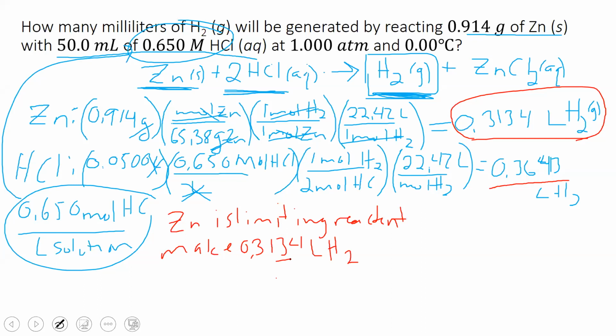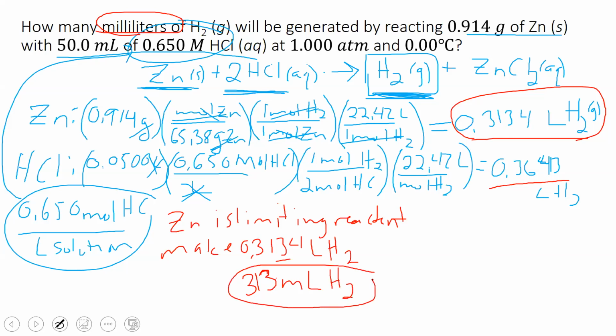And so it's also asking us for specifically how many milliliters. So we've got to convert liters to milliliters, and we want only 3 sig figs. So we multiply that by 1,000 milliliters per liter. So we get 313 milliliters of H2 at STP. Okay.